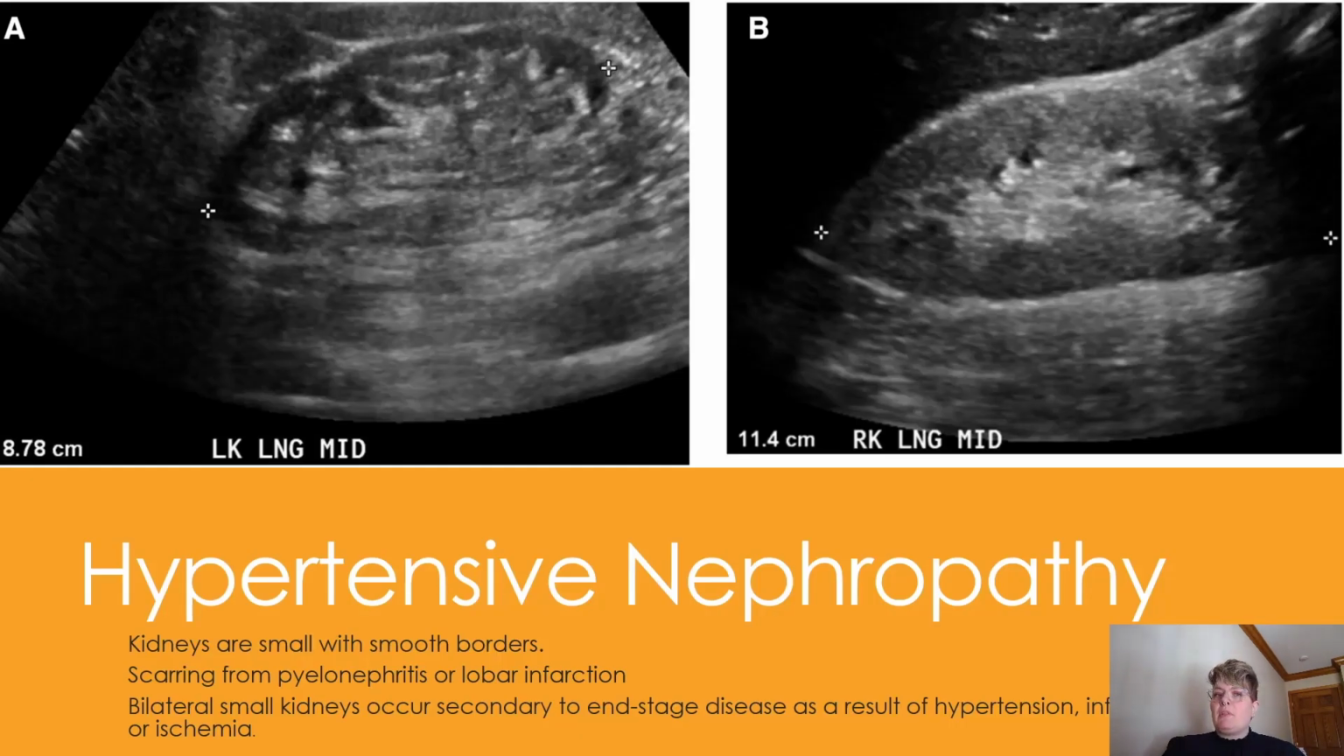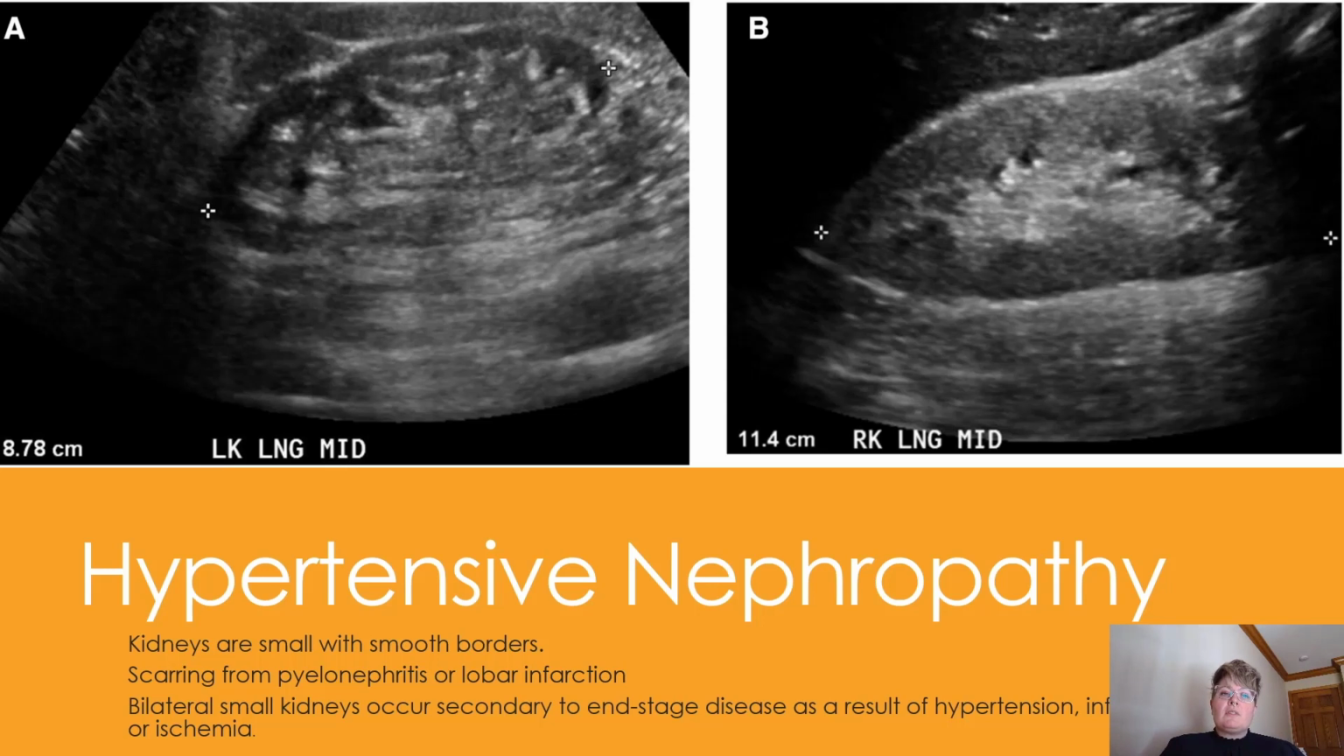So with hypertensive nephropathy, we are going to see kidneys that are a little bit smaller. We're going to start to see a little bit more issues with the collecting system becoming inflamed. We might see some infarctions come in because there might be some blockages due to the blood. And then bilateral small kidneys can occur, and that's going to be more secondary to end-stage disease such as hypertension, inflammation, or ischemia.